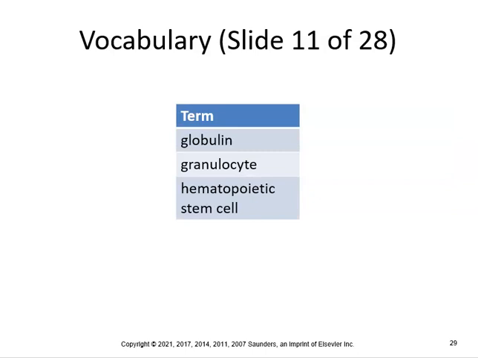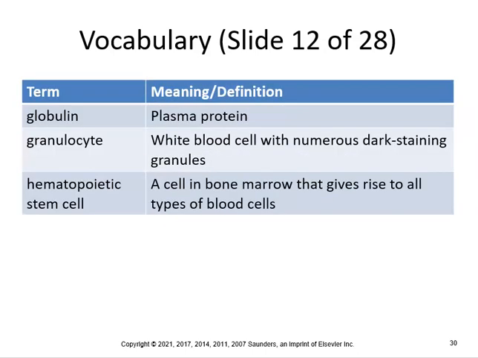Globulin, granulocyte, hematopoietic stem cells. So globulin is a plasma protein. Granulocyte is a white blood cell with numerous dark staining granules. Hematopoietic stem cell, a cell in bone marrow that gives rise to all types of blood cells.